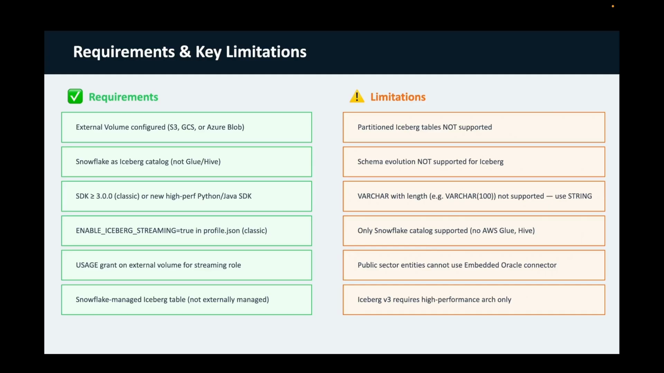What are some key limitations? You will not be able to create partitioned Iceberg tables if you want to use Snowpipe streaming. Schema evolution is currently not supported. When you're defining a varchar, for example varchar 100, it is not supported, so you convert that into a string. Snowflake catalog is supported, not Glue or Hive, only the Snowflake catalog.